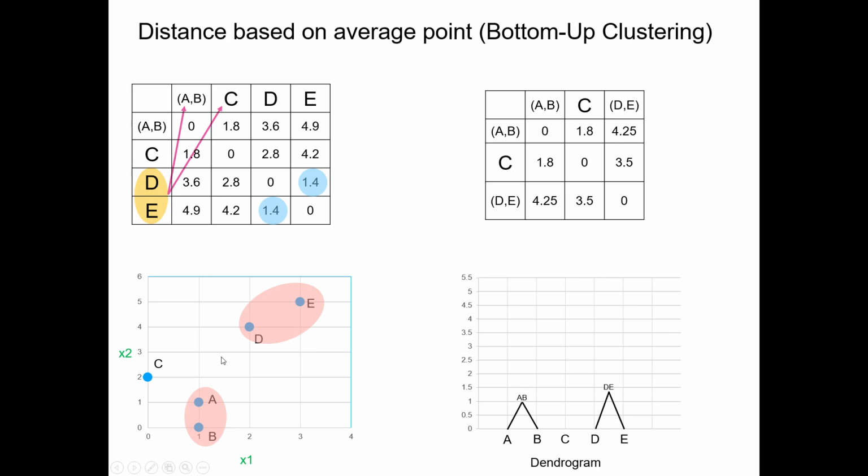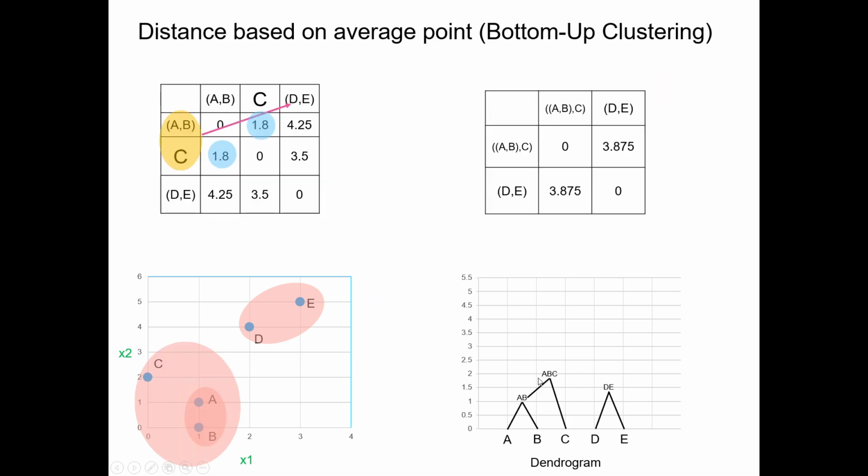So I need to calculate the distance of DE from AB and DE from C. DE from AB becomes 3.6 plus 4.9 divided down by 2. DE to C, 2.8 plus 4.2 divided down by 2. So I have this new table. What should I do with this? The minimum is AB and C. And so I have 1.8.